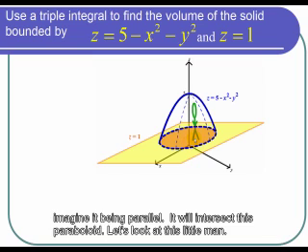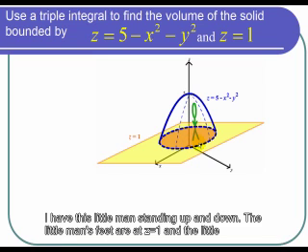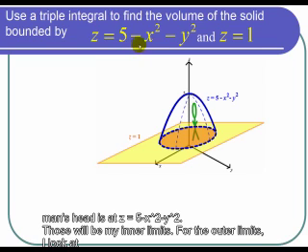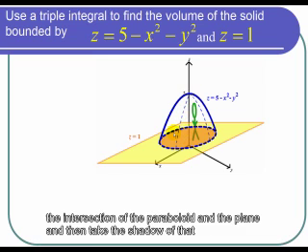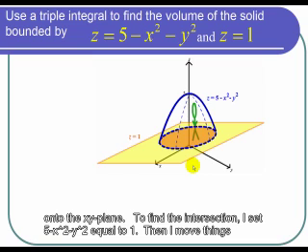So let's look at this little man. I have the little man standing up and down, and the little man's feet are at z equals 1, and the little man's head is at z equals 5 minus x squared minus y squared. So that will be my inner limits. For the outer limits, I look at the intersection of the paraboloid and the plane, and then take the shadow of that onto the xy plane.